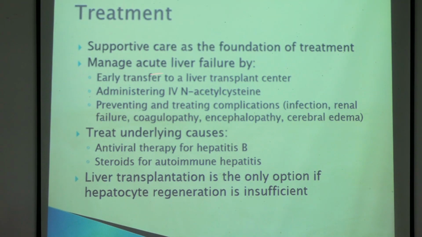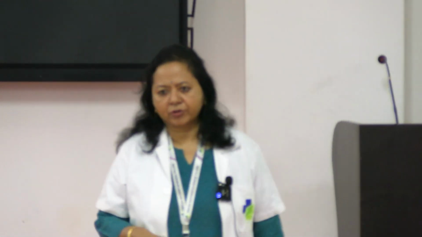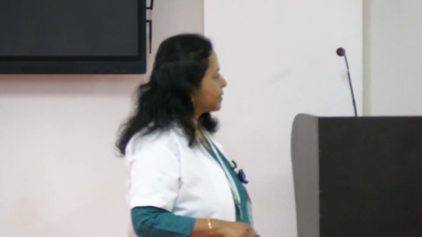So here, supportive care: manage acute liver failure by early transfer to a liver transplant center, administering IV N-acetylcysteine, and preventing and treating complications. Treat underlying causes: antiviral therapy for hepatitis B, steroids for autoimmune hepatitis, even liver transplantation. If the cirrhotic liver is not working anymore, for the patient to survive you have to do a liver transplant, done in a much higher setup, the only option if hepatocyte regeneration is insufficient.